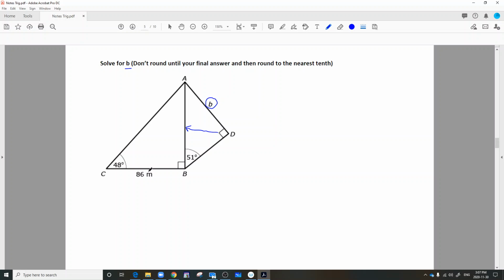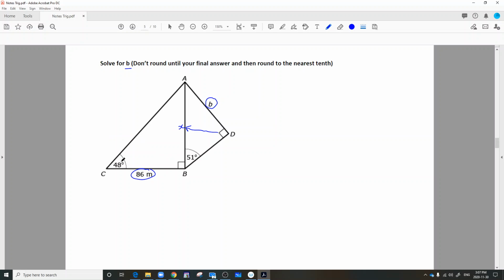In the other triangle, I have a known side and I have a known angle. So I'm not going to use Pythagorean theorem because I don't have two known sides. I'm going to use a trig ratio because I have a known angle and a known side. The first thing I have to figure out is which trig ratio I should use to solve for this side here. Let's just call it x, because in this triangle it's side C, in this triangle it's little d, so let's just give it an x. So I want to solve for this side here.